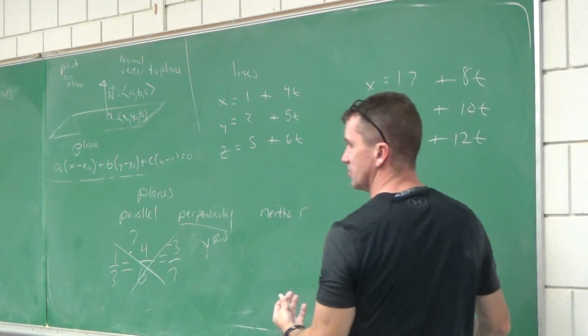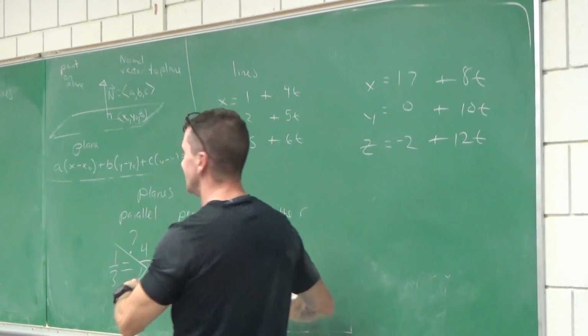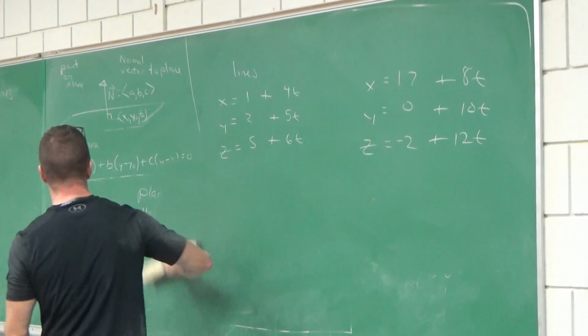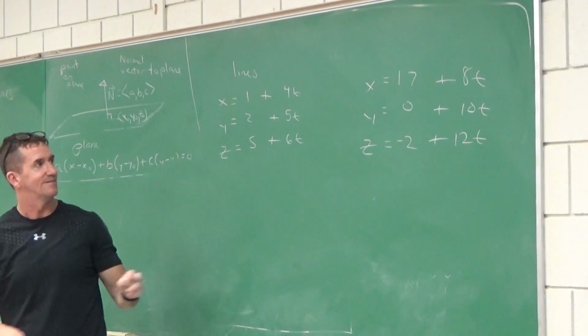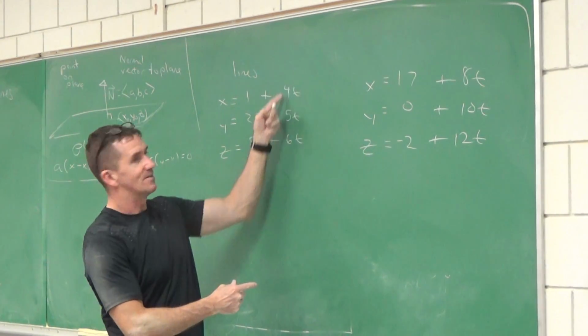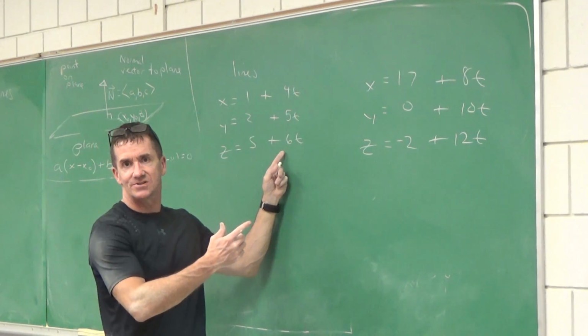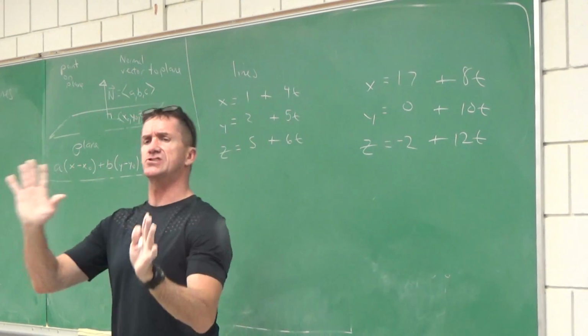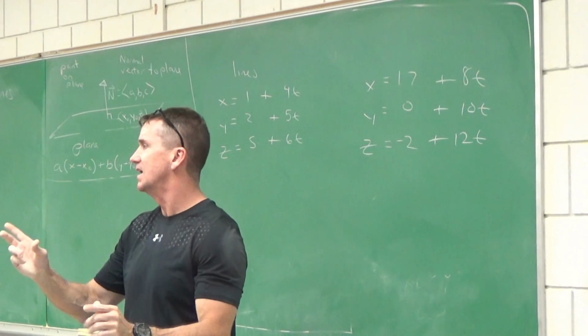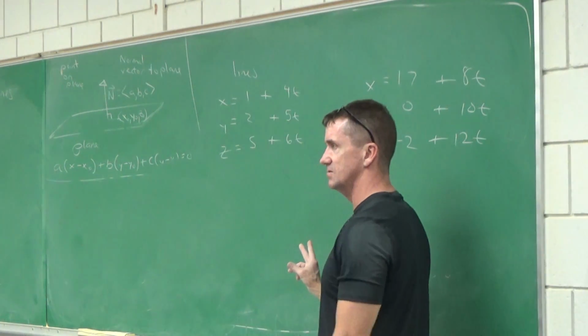Is there something we can approach similar with lines? Yes. So how do you know if the two lines are parallel? Look at the vectors in front of these t's, right? The parallel vectors would have to be scalar multiples of each other, which means they'd all have to be in constant ratios, true?